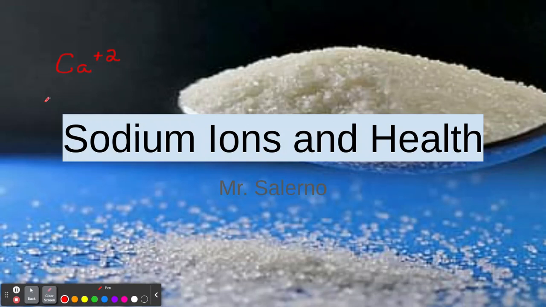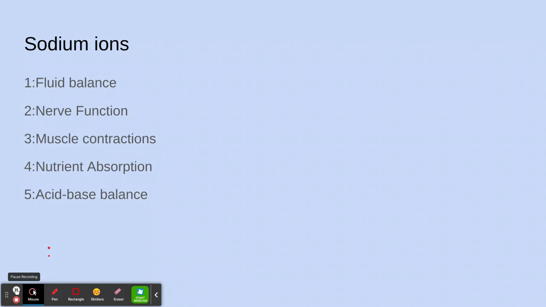Very vital. So let's look at the list again. It's vital that you get sodium in your diet, and you probably get too much sodium in your diet. Too much is not good, and too little is not good. Some people drink excess water, so you have to be careful on that. You don't want to flush out that sodium also. Again, we said fluid balance, nerve function, muscle contractions, nutrient absorption, the glucose, remember that, and the acid-base balance. So sodium ions are important as well as the rest of the electrolytes.